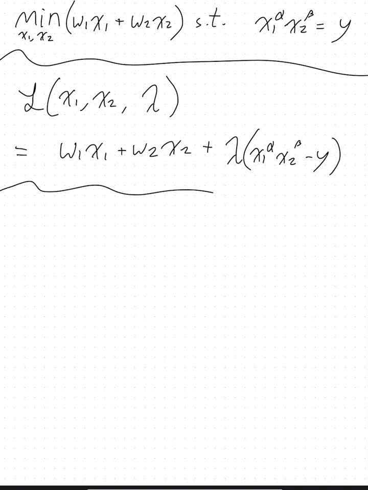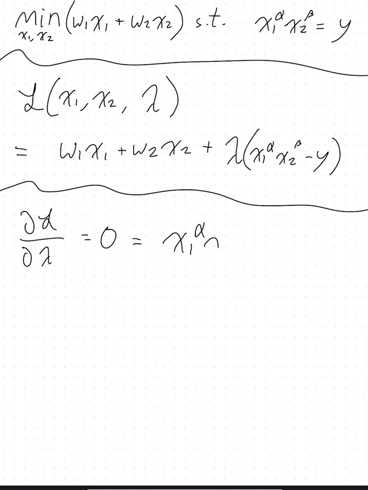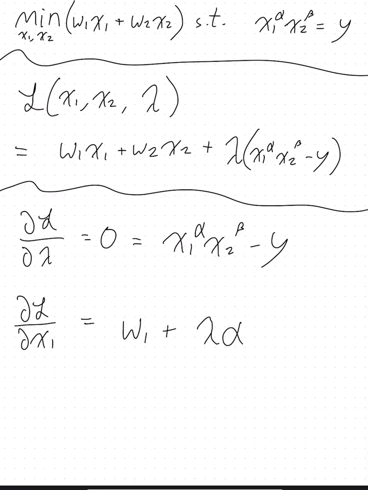So then the first order conditions are that for x1, x2, and lambda, the partial derivative with respect to that has to be 0. For lambda, we get this partial derivative is just x1 to the alpha, x2 to the beta minus y equals 0. And then for x1, the first order condition is w1 plus lambda alpha, x1 to the alpha minus 1, x2 to the beta.